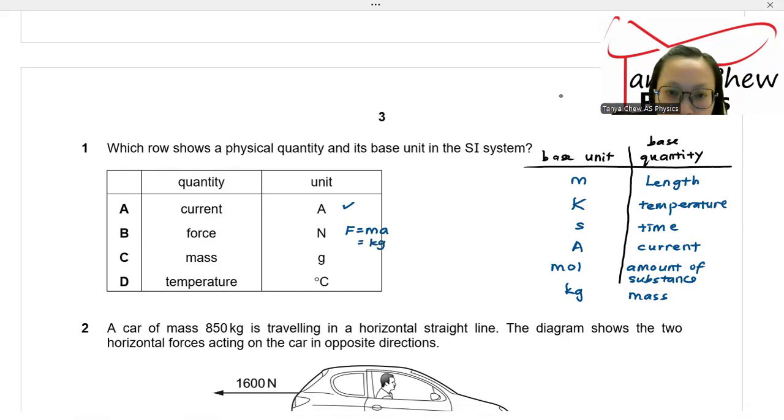Mass is measured in kilogram. Acceleration is defined as the rate of change of velocity. Velocity is meter per second, divided by time, that is meter per second square. So the base unit of force is kilogram meter per second square. The base unit of mass is kilogram, not gram. So this is wrong. The base unit of temperature is Kelvin, not degrees Celsius. Therefore, the answer is A.